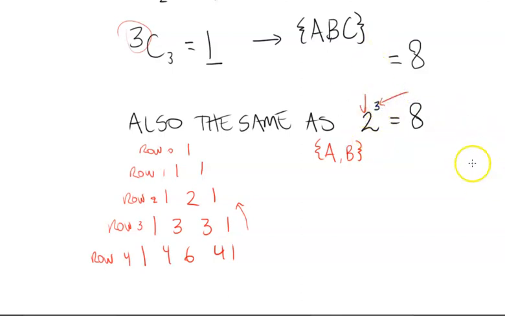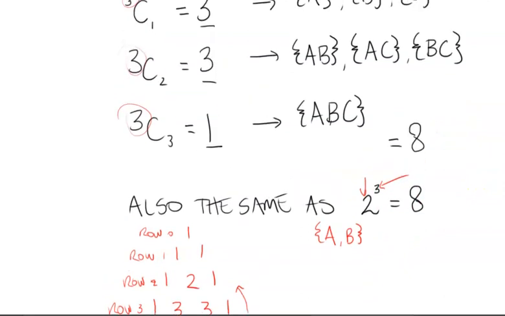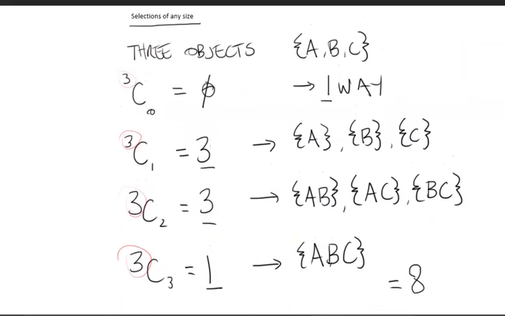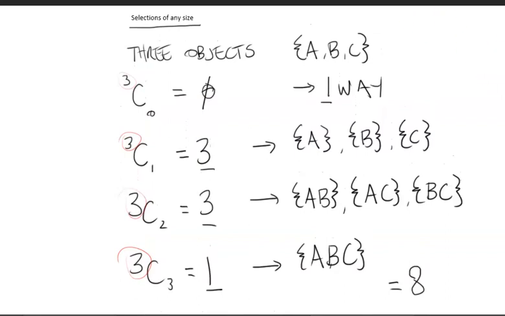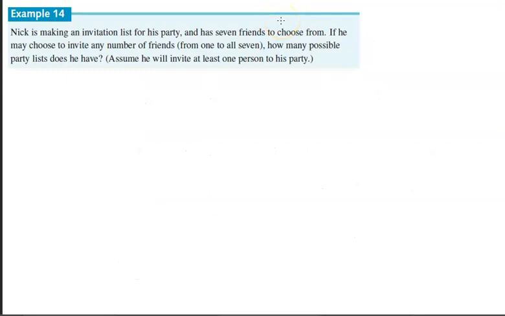Now we're going to use this to help us with the next example, the final example, and then you guys can continue on with exercise 10C, the rest of the questions for this double. So here's example 14. Nick is making an invitation list for his party and he has 7 friends to choose from. If he may choose to invite any number of friends from 1 to 7, and this is a really important fact, from 1 to 7 friends, how many possible party lists does he have? Assume he will invite at least 1 person to his party.